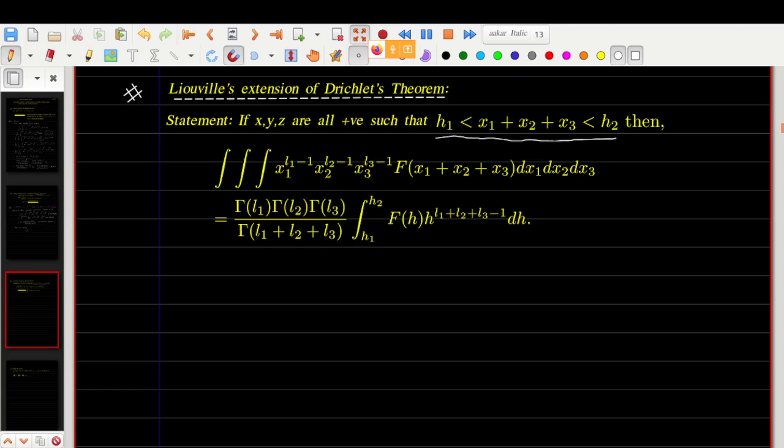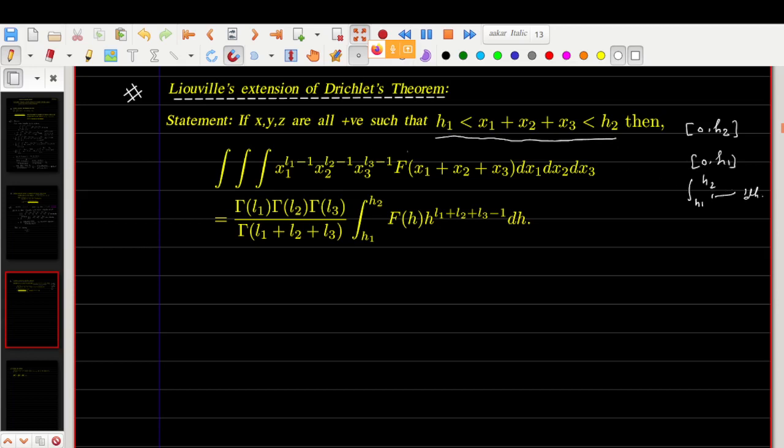So in some sense you have to calculate from 0 to h2 and then 0 to h1, right? So you have to subtract, but that is actually nothing but h1 to h2 integration. Yeah, so this is a rough idea.